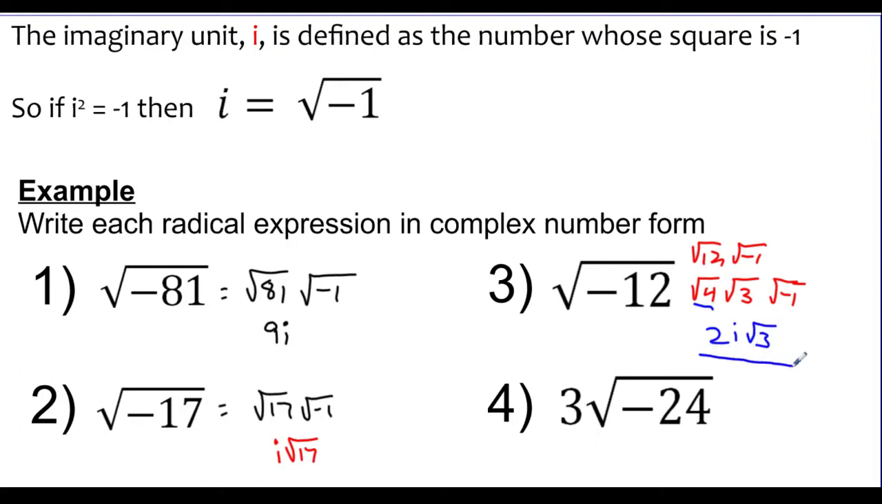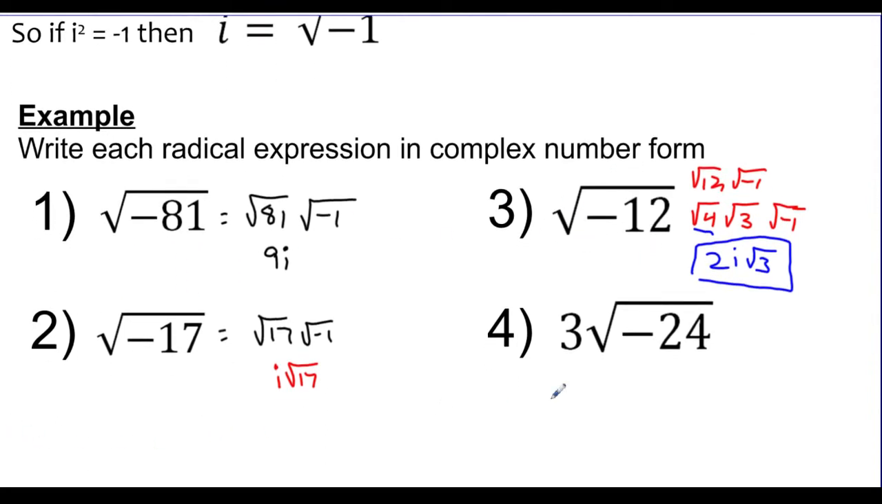And I would say this expression, 2i square root of 3, is the simplified version of the square root of negative 12. One more problem to just get the idea of this, and we're going to move on from there.